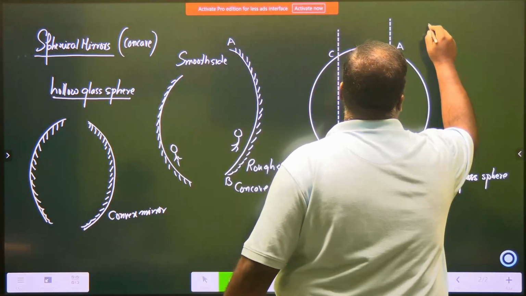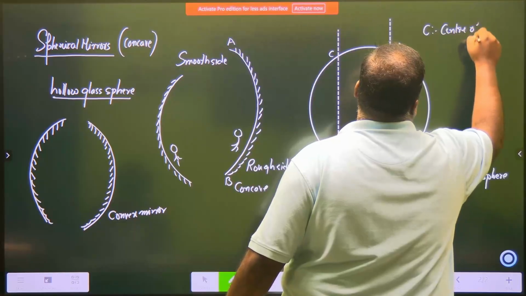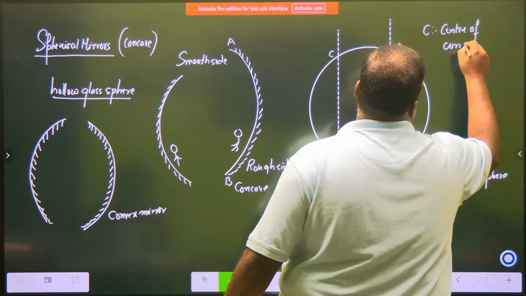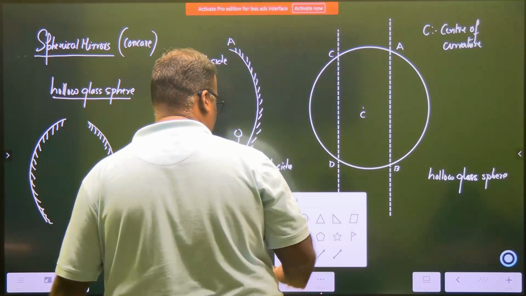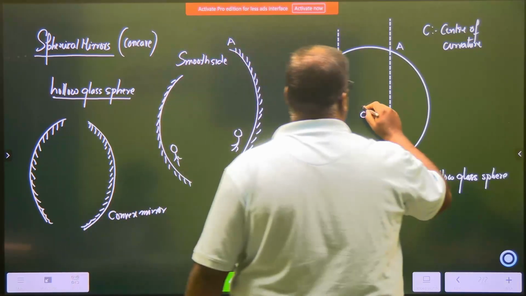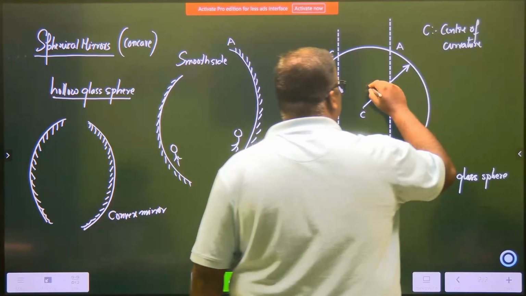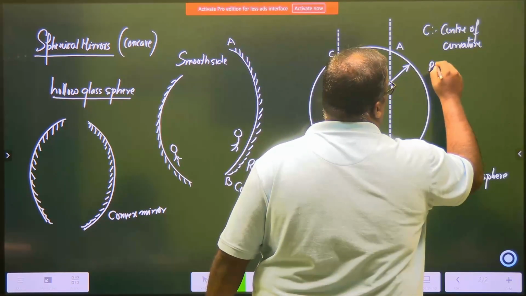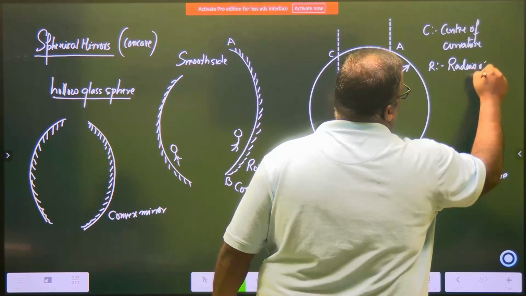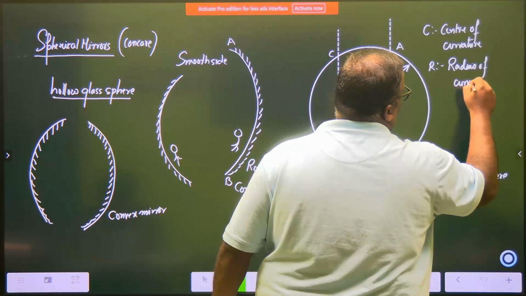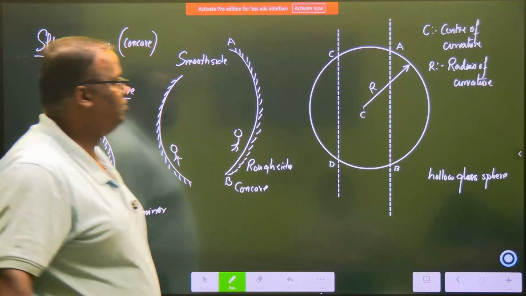Okay. And the center of that hollow sphere, from where you have cut out this portion, that C is known as your center of curvature of the mirror. Center of curvature. And the radius of that hollow sphere, R, will be known as your radius of curvature. This is your radius of curvature.